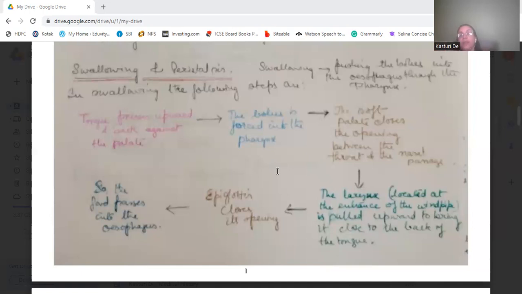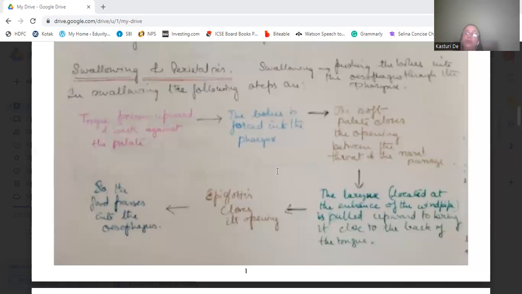Now the larynx, located at the entrance of the windpipe, is pulled upward. When the passage between the throat and the nasal passage gets closed, the larynx, which is at the opening of the windpipe, is pulled upward to bring it close to the back of the tongue. The entrance of the windpipe is closed.